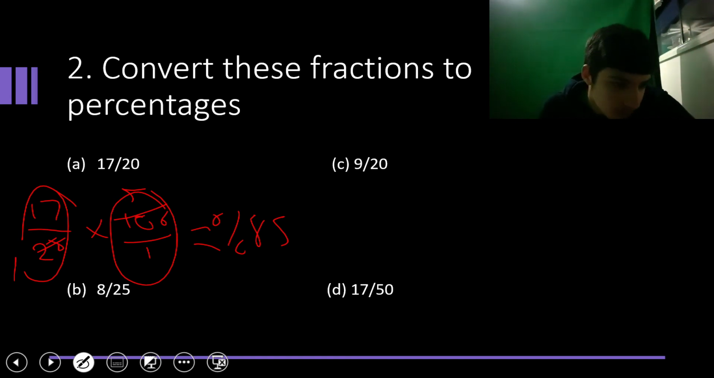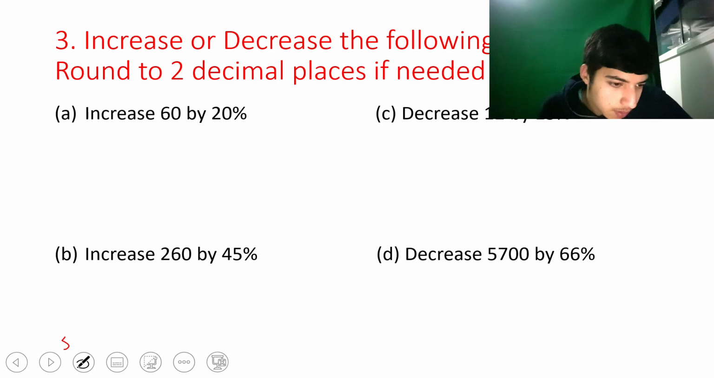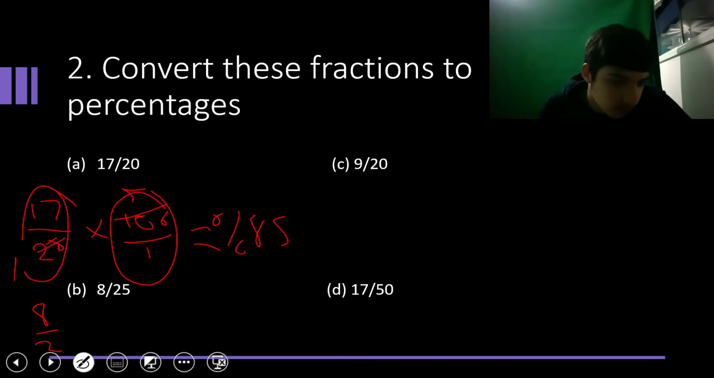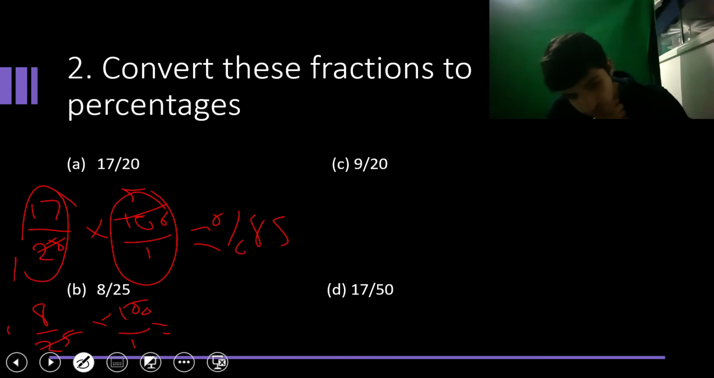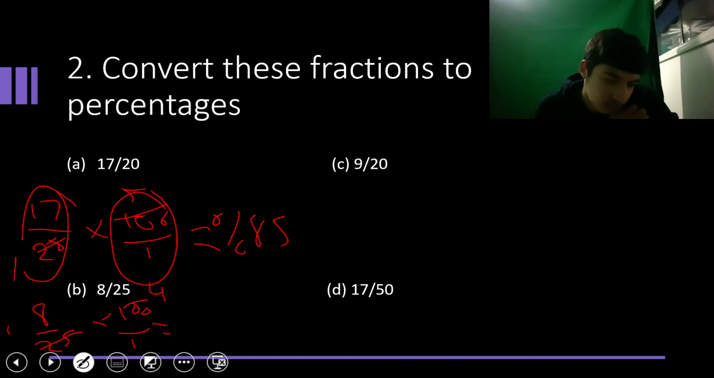Same thing with 8 over 25. So we times it by 100 over 1. Is there any simplification? Yes, divided by 1. And since these two and the other ones, no. So this one would be a 4. 8 times 4 equals 32. Yeah, and that is our percentage.